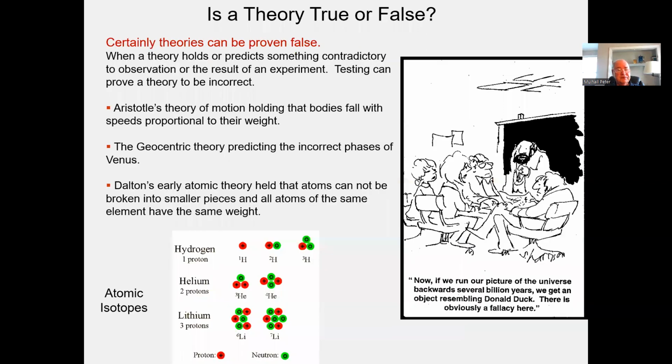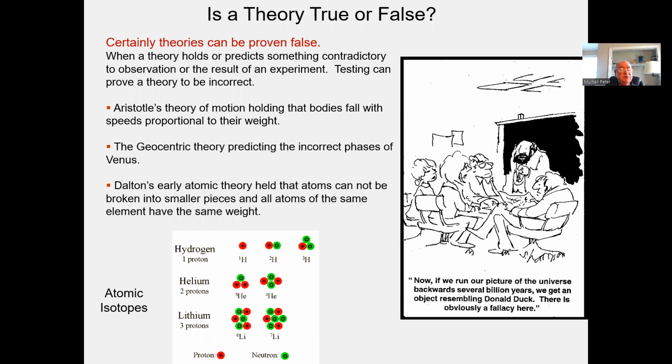Is a theory true or false? A good question. Well, certainly we can prove theories to be false, right? We just have to find things that the theory predicts which are not true. That would be pretty convincing. Aristotle's theory of motion holds that all bodies fall at speeds proportional to their weight. We can easily verify that that is not true. And of course, Galileo did that by dropping two different weights of balls from the Tower of Pisa, to show that they fall essentially at the same time.